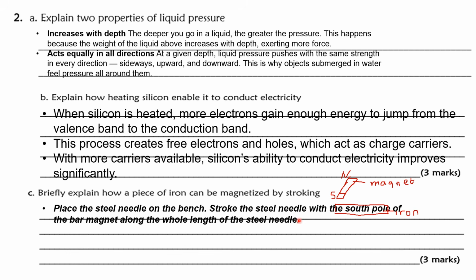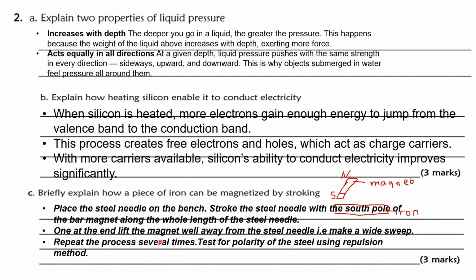So by saying this, one mark. At the end, lift the magnet well away from the steel needle, make a wide sweep, meaning this south pole must go all along the whole length a number of times. So you repeat the process several times, at the end of which you test if indeed a magnet has been created. How do you test?